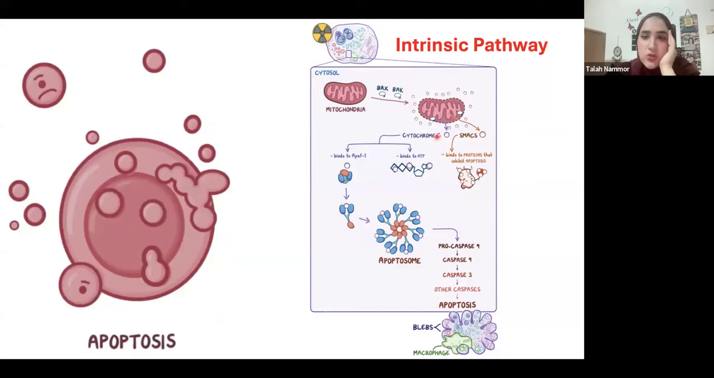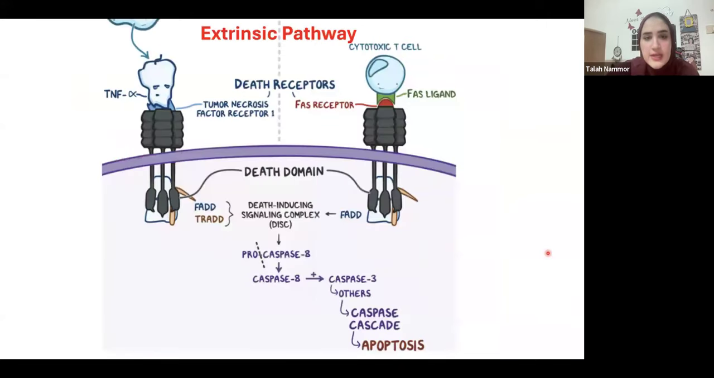So what happens in the intrinsic pathway is the main thing is mitochondria, cytochrome C. The cytochrome C is going to activate the caspases, and then these caspases are going to result in apoptosis. With this apoptosis we're going to have blebs and the cell is just going to kill itself. Okay. Now, it doesn't end here. The cytotoxic T cell can cause apoptosis through the extrinsic pathway.